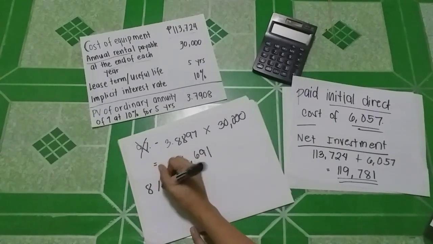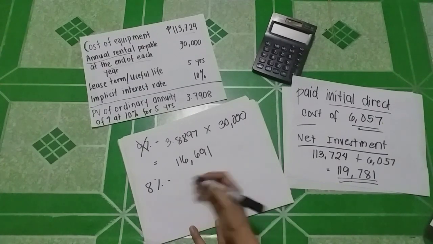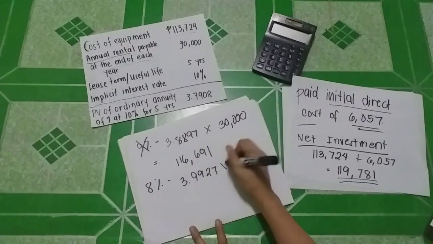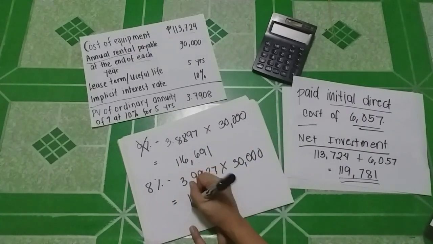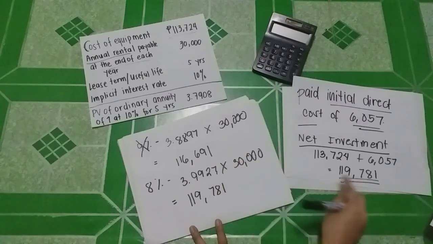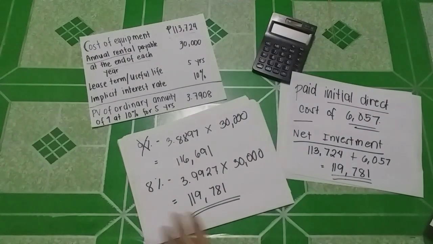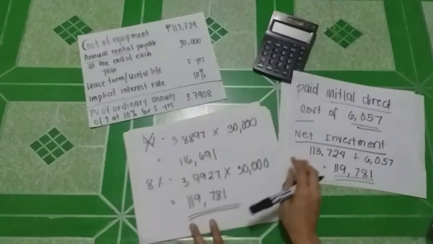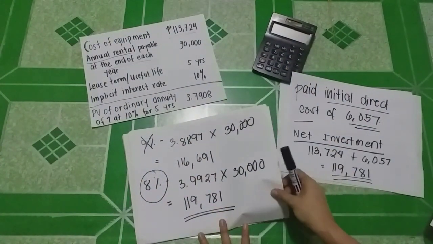So let us try 8%. So the PV of ordinary annuity of 1 at 8% for 5 periods is computed as 3.9927 times the annual rental of 30,000. This will now be equal to 119,781. So we can see now that the net investment and the computed amount of the present value of ordinary annuity of 1 at 8% for 5 periods are equal to one another. So we can now conclude that the new implicit interest rate is 8%.